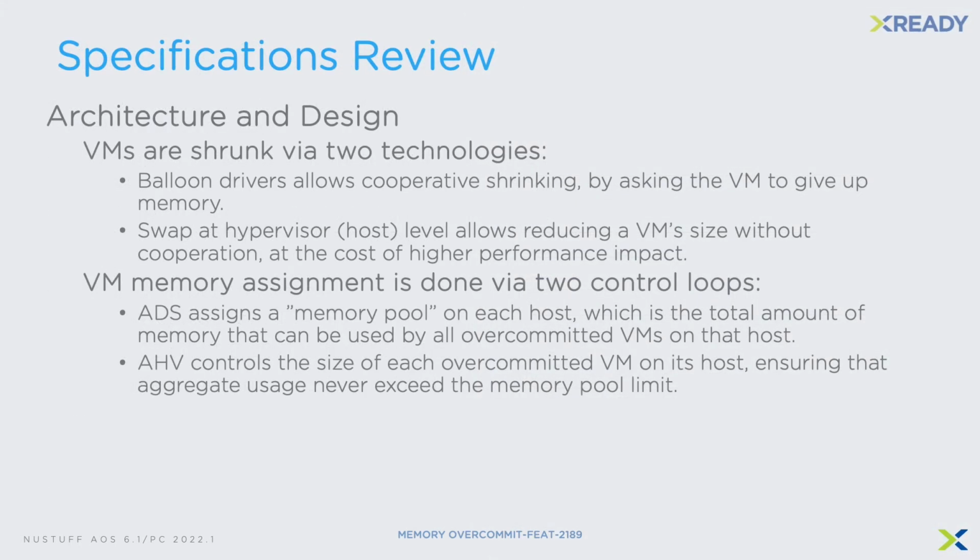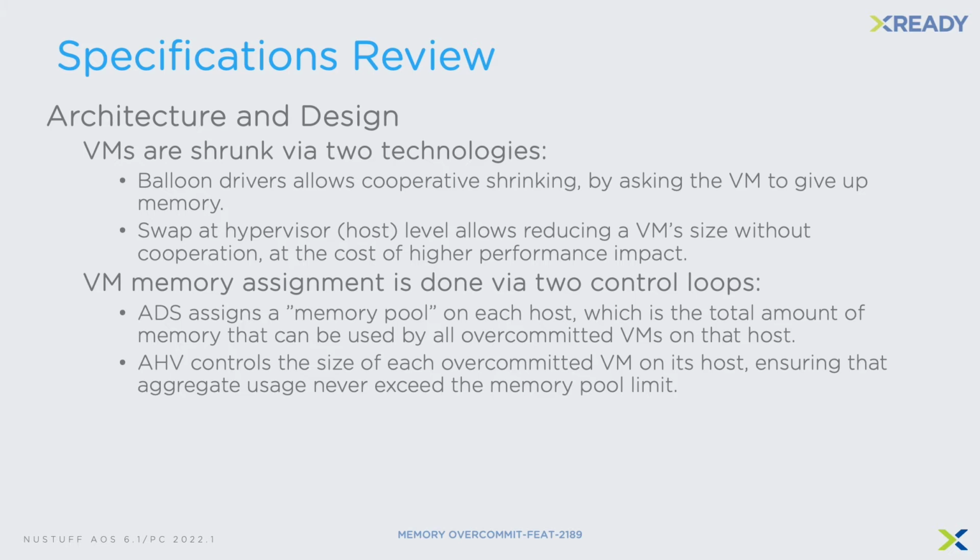So VMs can be shrunk in one of two ways. If they have the balloon driver installed, then that will facilitate the shrinking of memory inside that VM. The balloon driver is installed if you're using the VirtIO drivers, so if you have NGT installed, that's how that's going to work. If you do not have a balloon driver inside the VM, then the host will use a different mechanism called host swap. This does have a higher performance impact because it's essentially forcing the memory to swap.